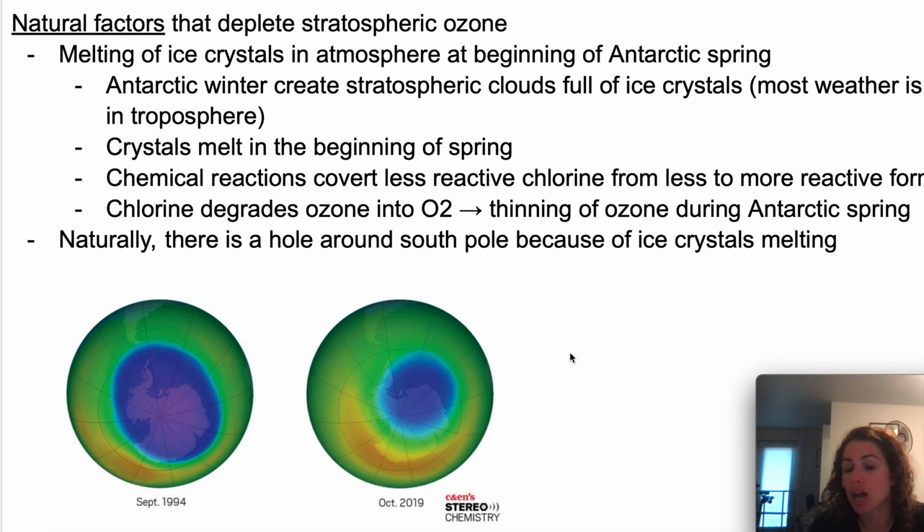But we end up seeing the thinning of the ozone during the Antarctic spring, and then it is able to kind of restore itself. So it's a little more cyclical. And that's it for ozone.